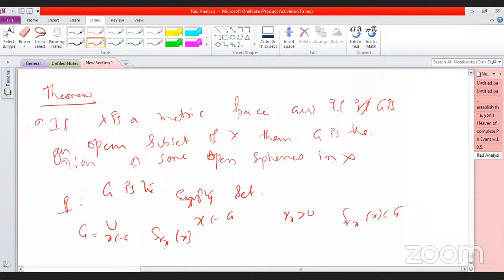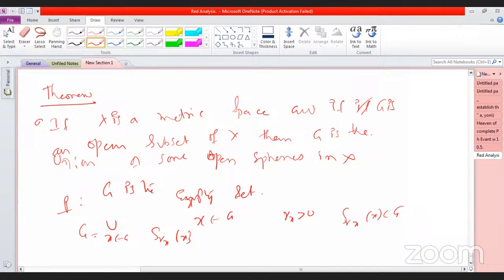See here, G is the empty set. The union of the empty class of open spheres results in the empty set. If the set is non-empty and x belongs to G, then there is R_x greater than 0, so the open sphere S_Rx(x) is a subset of G. That is, G is equal to the union over x belonging to G of S_Rx(x). Here R_x emphasizes that the radius depends on x. The converse of the theorem is also true.